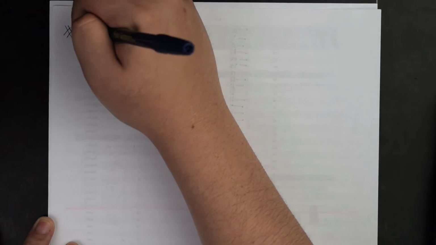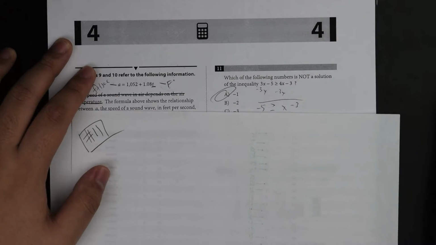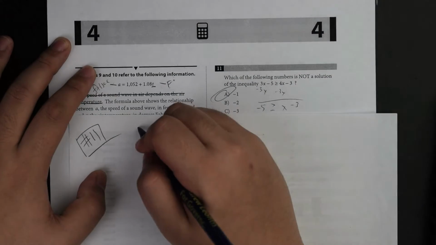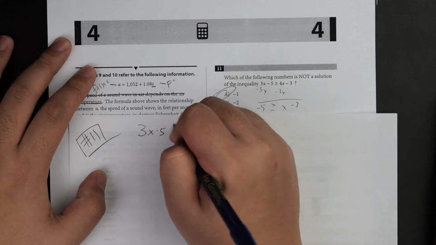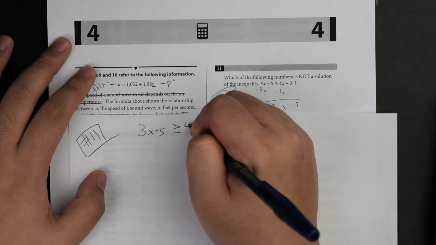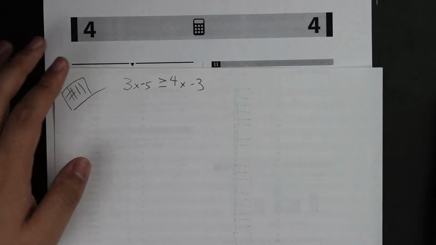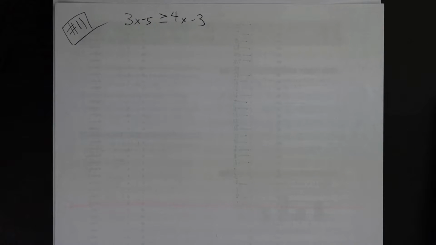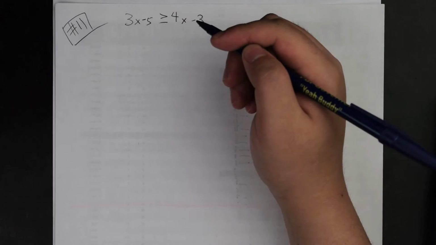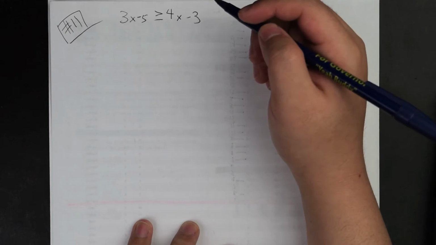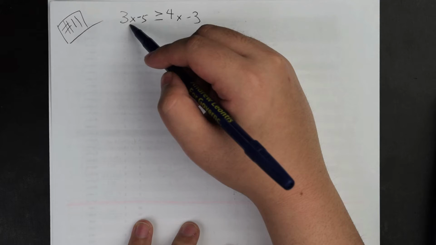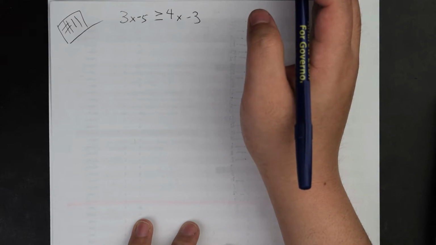So for number 11, I'm going to copy down the question real quick. It states which of the following is not a solution to this. So I'm going to write 3x minus 5 greater than or equal to 4x minus 3. The important thing you must understand for this question is that I need to move all my variables to one side and move all of my constants to the other side. So I need to move one of the variables over.